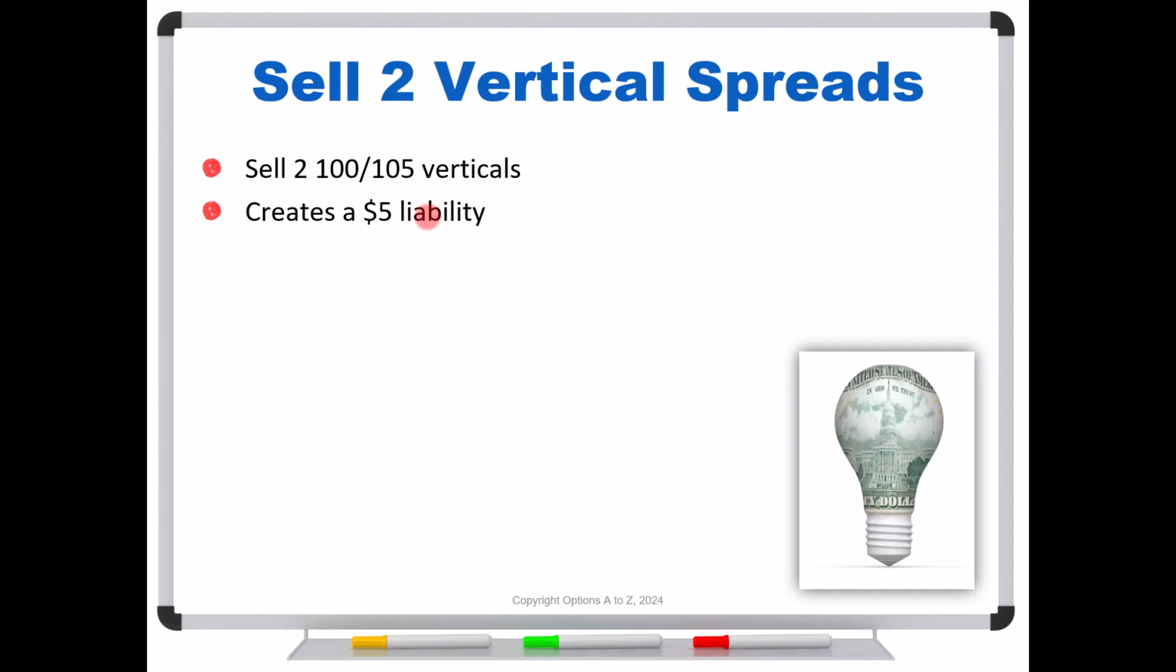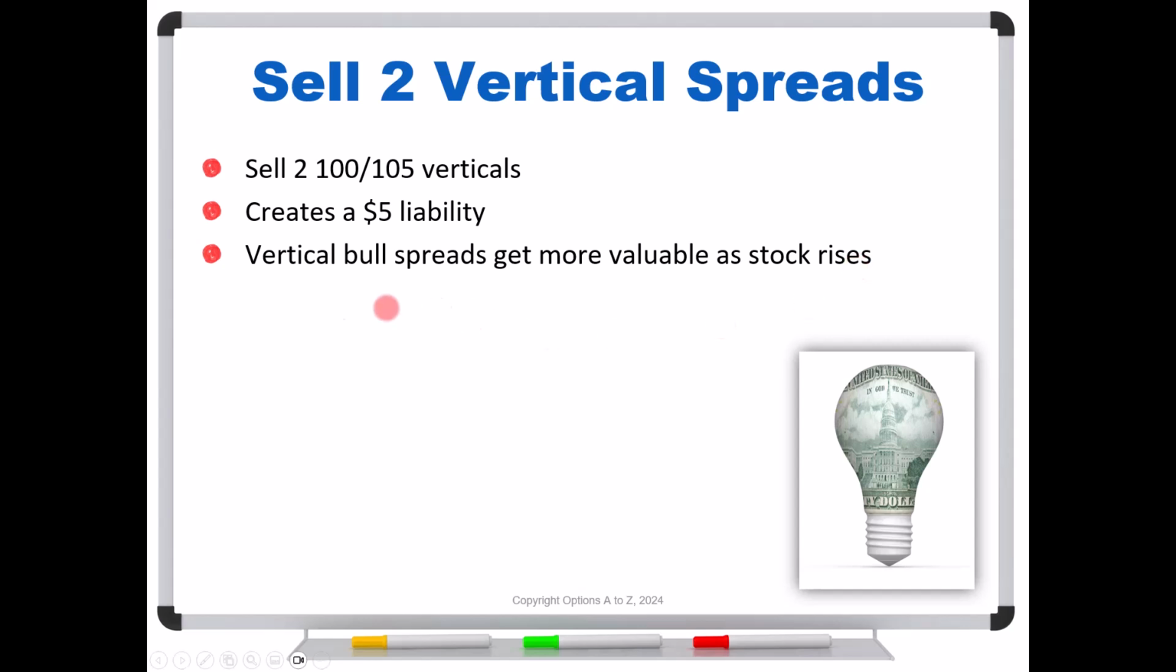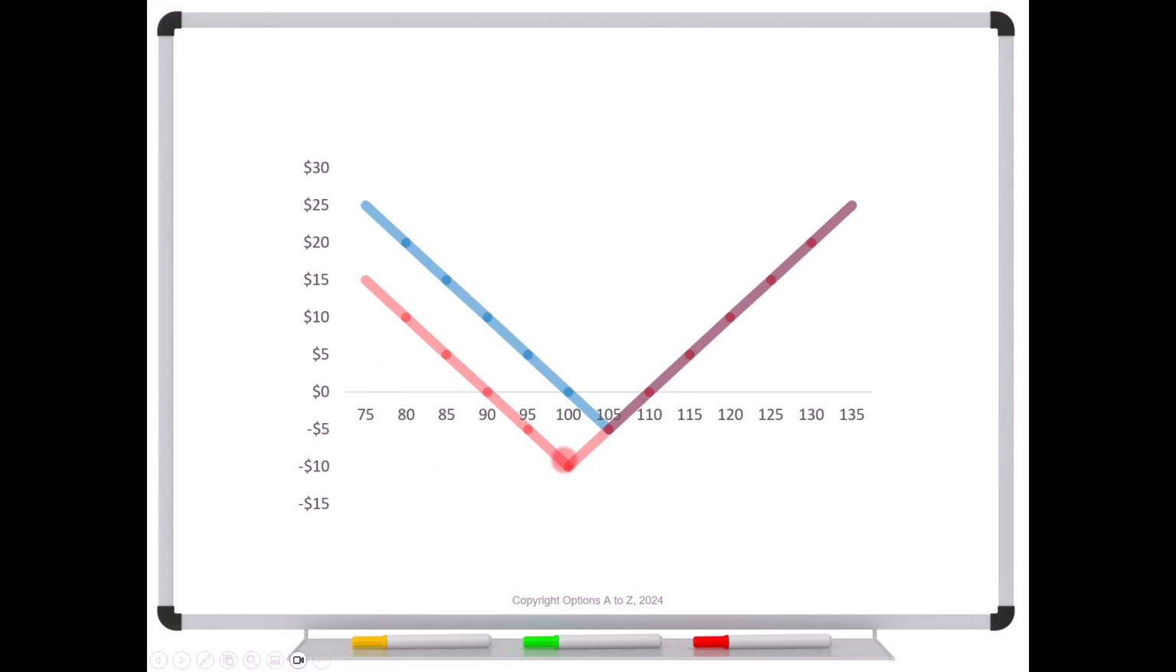But remember, vertical bull spreads get more valuable as the stock rises. The value of that long spread is getting more and more expensive, which means for us as the seller, we're getting a bigger and bigger credit. So let's say I can get a $3 credit times 2, that's a total of $6 in my pocket. When I balance that against the $5 liability, I have a net $1 gain. That's why the risk graph shifts from down here up this way.